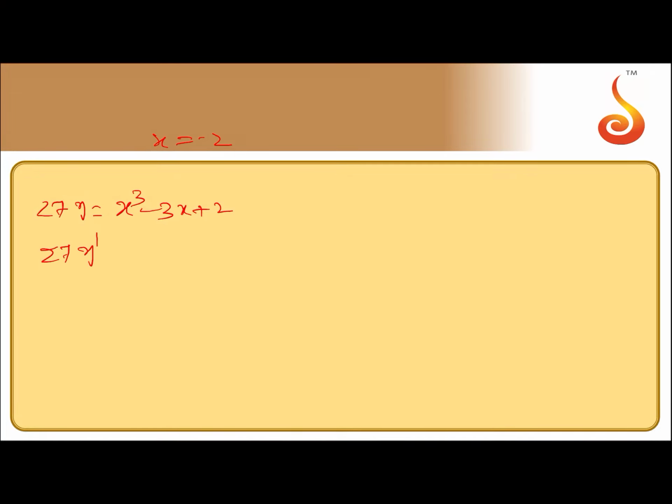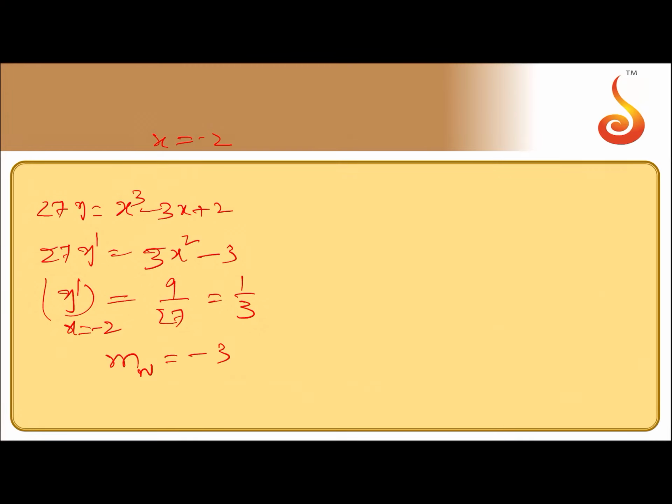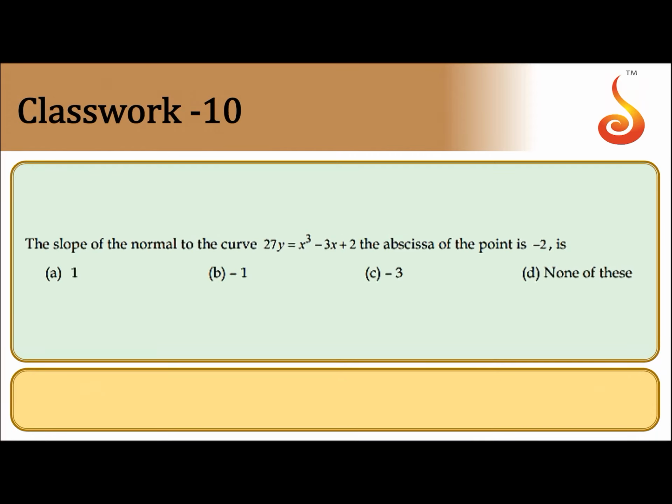Okay, let me find the derivative here. y dash will be 3x square minus 3. The slope at the point x equals minus 2: when I substitute, we'll be getting 3 times minus 2 whole square, 12 minus 3, 9 by 27, that is equal to 1 by 3. Slope of normal is equal to minus 3. Answer is minus 3. Clear?